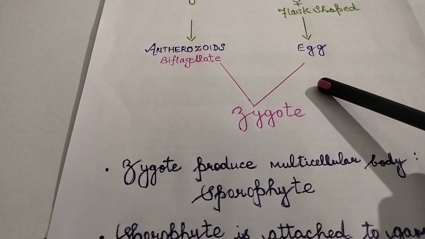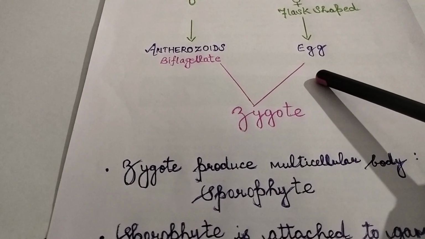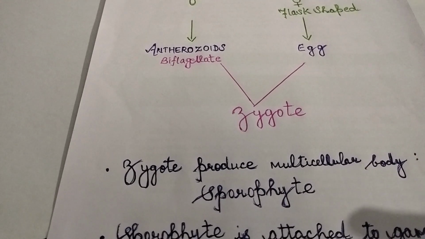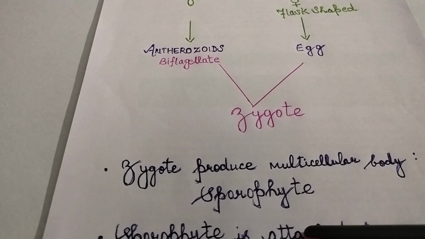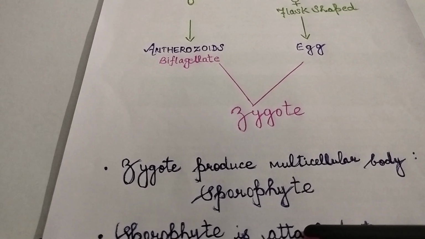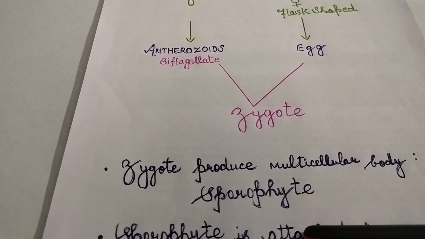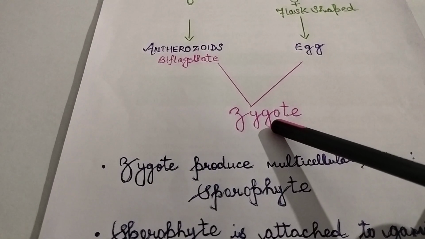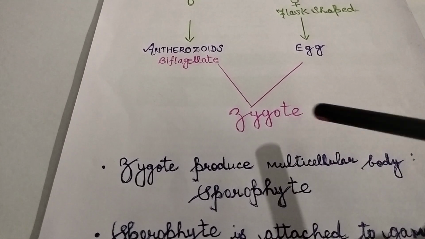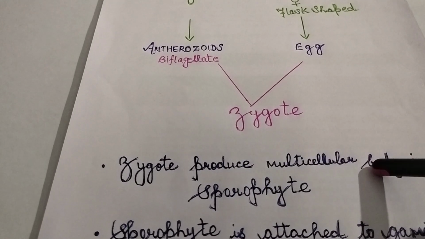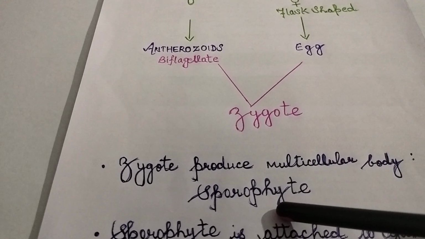This zygote, formed as a result of fusion of male and female gametes, grows into a multicellular body. This is called the sporophyte. What happens in sexual reproduction? As soon as the zygote is formed, it undergoes meiosis. But here, the zygote does not immediately undergo reduction division or meiosis. Instead, it grows into a multicellular body called the sporophyte.